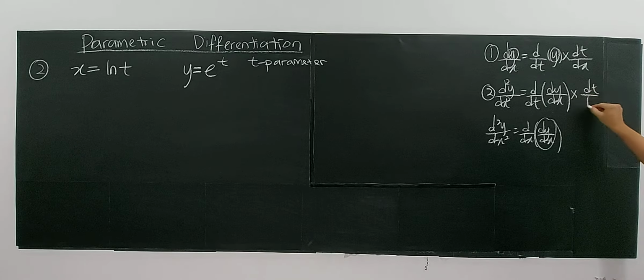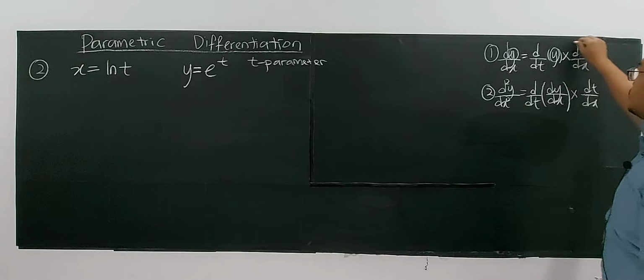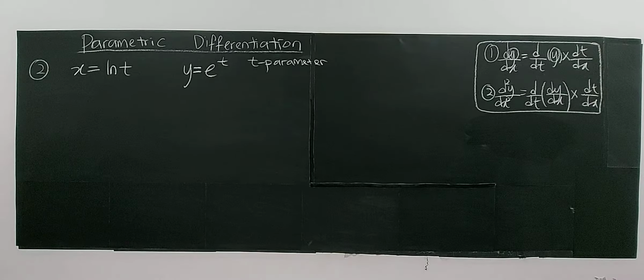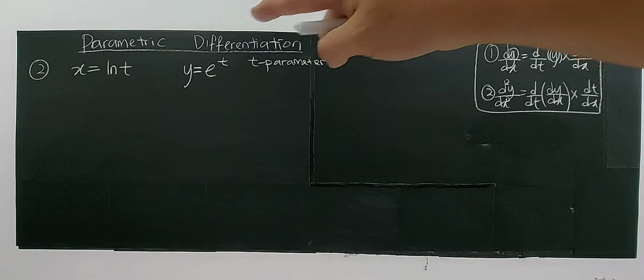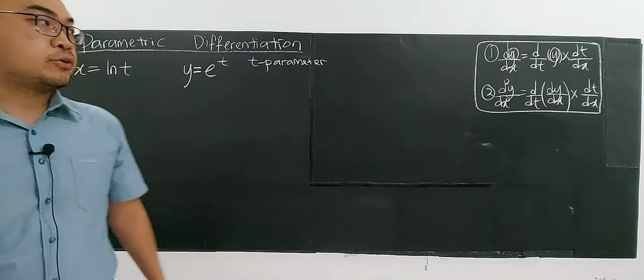So d over dt, then over dx, so I apply the chain rule again. As a student, you must know how to use this formula. This is a very important formula for parametric differentiation. Now I'm going to apply it using this parametric equation.